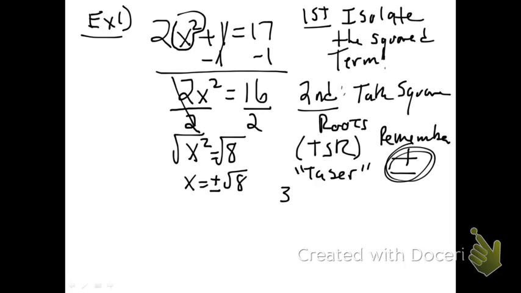Now we're not quite done with this yet. We could be in some problems, but let's just double check. Third step is to simplify the radical.